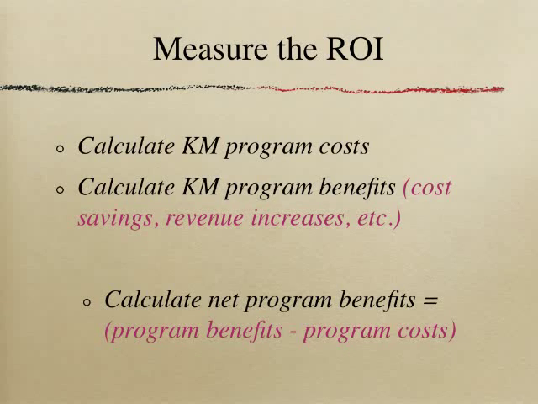So the first part of an ROI calculation is: what are the net program benefits? Again, the net program benefits are the program benefits minus the cost. So because of my knowledge management program, I save $2 million a year. I have $2 million a year in benefits from the program, and my knowledge management program is thought to cost, let's say, $500,000 a year. So I have $2 million in benefits, $500,000 in cost. Therefore, my net program benefits might be $1.5 million in the example I've just put forth.